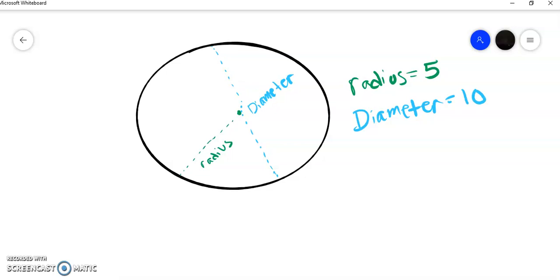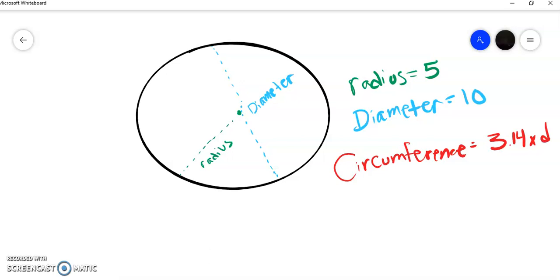So let's try one quick problem. We also talked about circumference, right? And circumference, we have a formula for it. The formula is 3.14 times the diameter. Or we'll just say D.